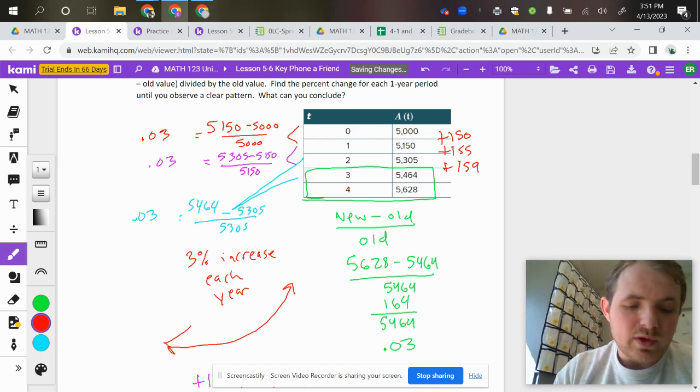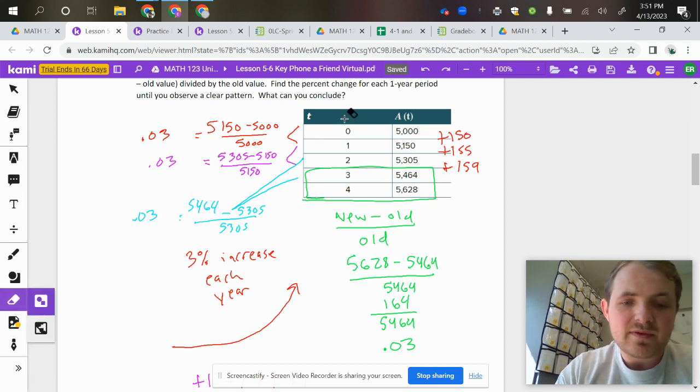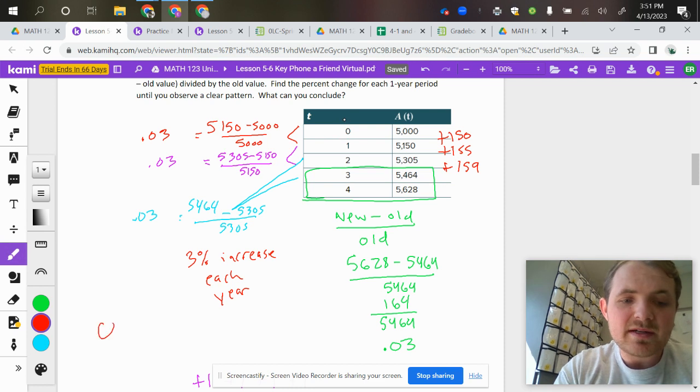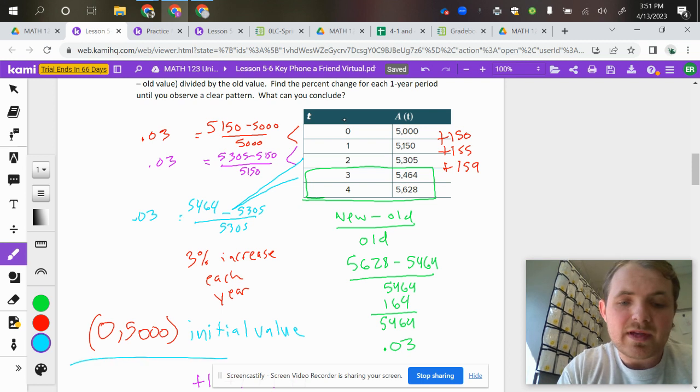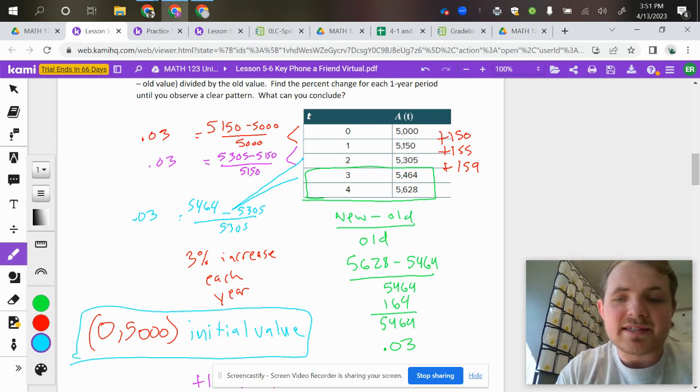It's important to know that the initial value at 0 comma 5000, that's your initial value. That'll come into play in the next video. So just some summaries here: seeing how it's going up by not a consistent amount each time.